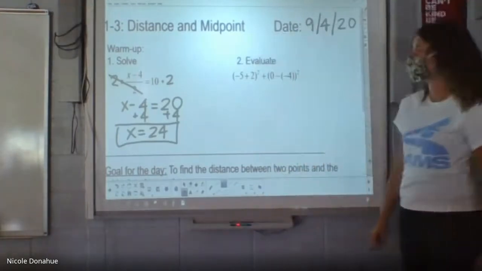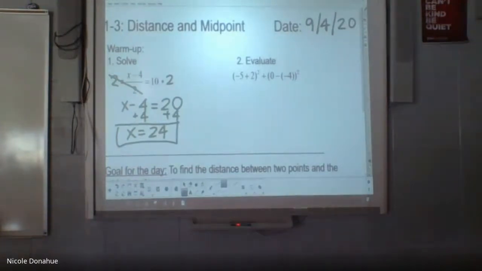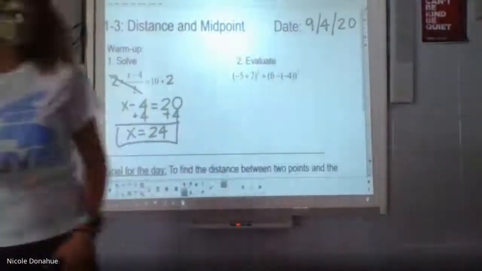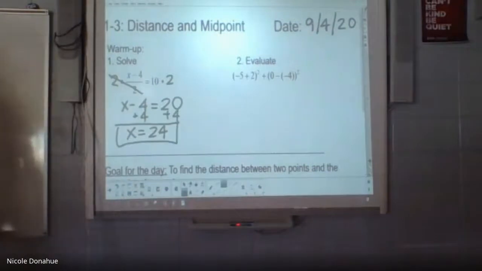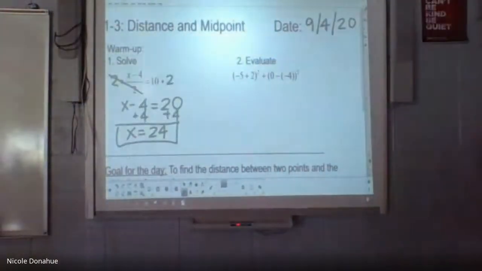All right, this next one, evaluate. How do you guys decide to evaluate this? What rules tell you what to do first? Got some rules for this. Someone a long time ago, way before I was around, came up with a set of rules. What do we call those rules? Anyone know? Anyone know the name of the rules?